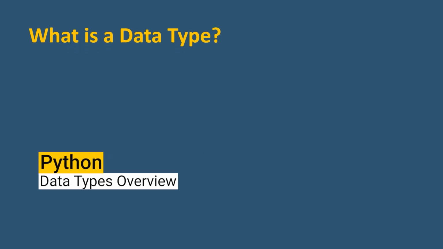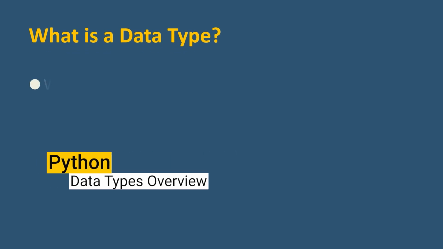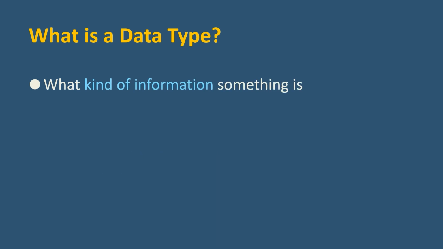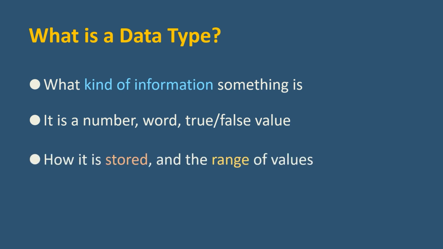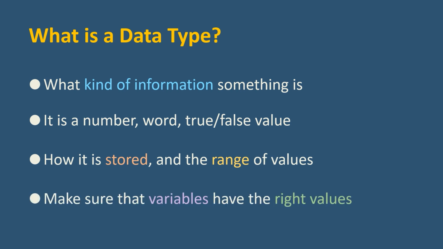Data types are a key aspect in all programming languages. They tell us what kind of information something is. Data types explain if it is a number, word, true-false value, or something else. They determine what we can do with the data, how it is stored, and the range of values it can have. Understanding data types is necessary for writing good code. They make sure that variables have the right values and help the computer use memory effectively.